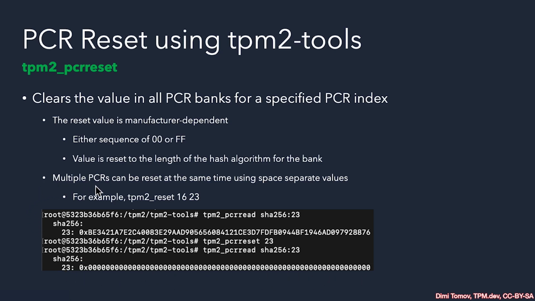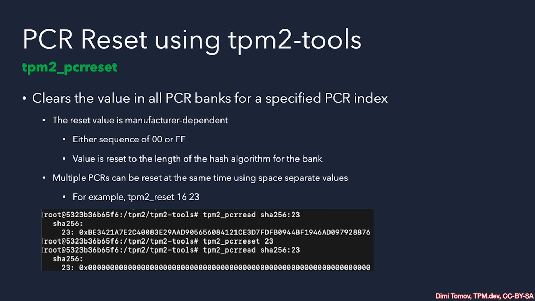This is possible because PCR registers 16 and 23 are the ones that we can reset from any locality level. This is why they're usually used for developing and testing, and in some cases they're very useful for application purposes. We just have to keep in mind that there's a possibility for other parties to reset that PCR. So we need to make sure that when we're extending and working with that register, we are the only user at that time. And of course, we can try to add some authorization to this PCR register with the additional PCR commands.